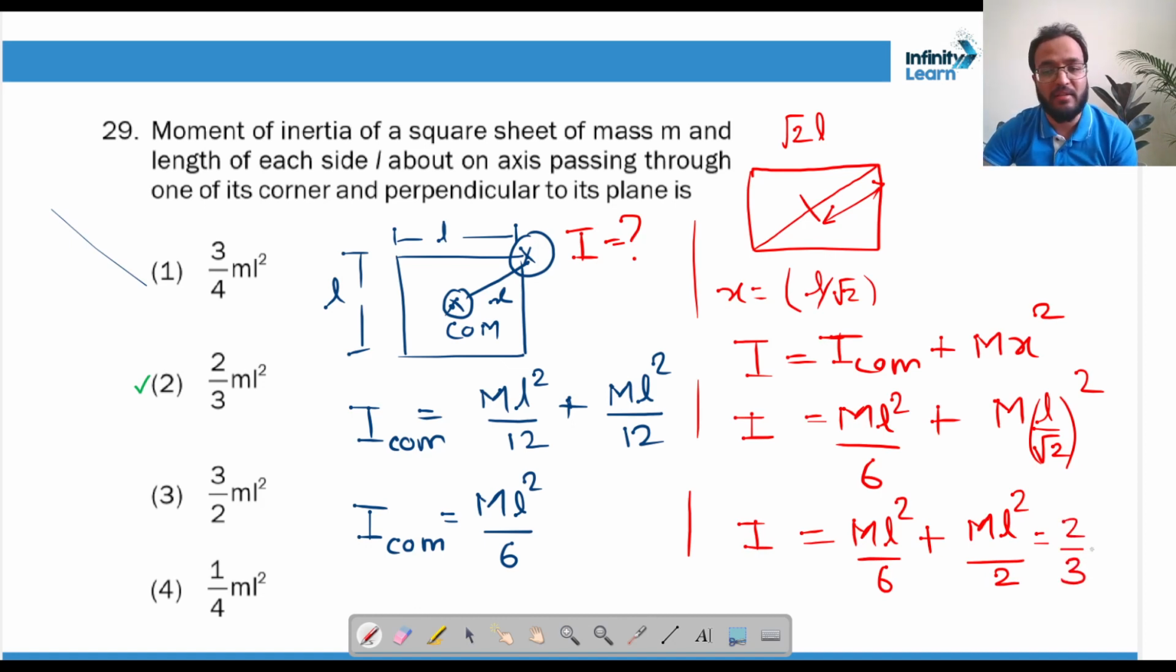2 by 3 ML square. I hope you got the answer right.